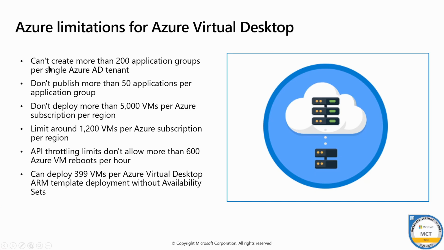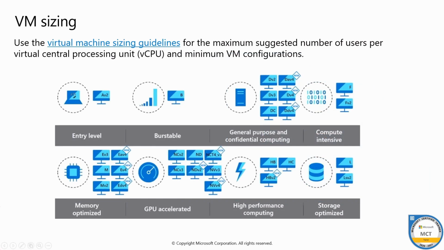Limitations, quickly discussed: you cannot create more than 200 application groups per single Azure AD tenant. We'll talk about application groups in a bit. Don't publish more than 50 applications per application group. Don't deploy more than 5,000 VMs per Azure subscription, and the limit is around 1,200 VMs per Azure subscription per region. The API throttling limit doesn't allow more than 600 Azure VMs, and you can deploy 399 VMs per Azure Virtual Desktop ARM template.